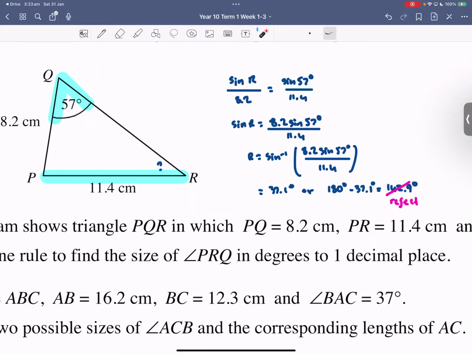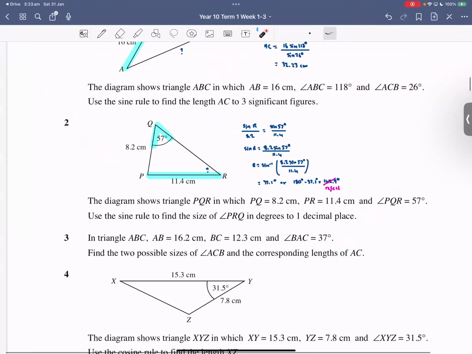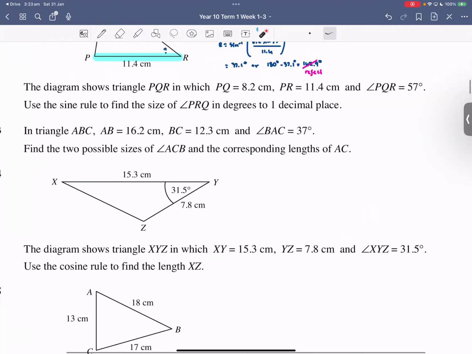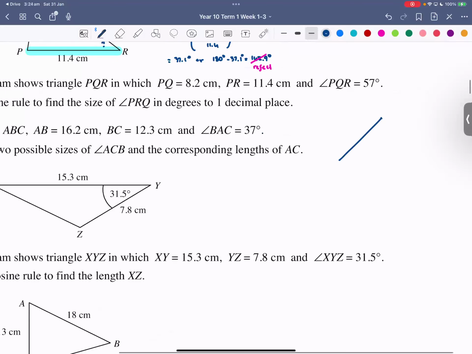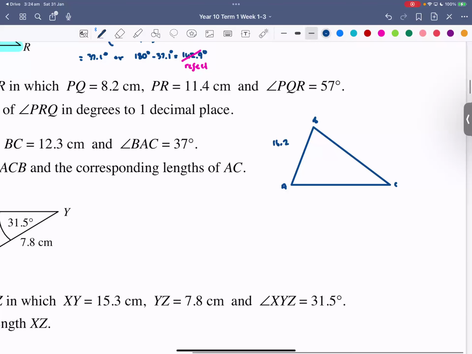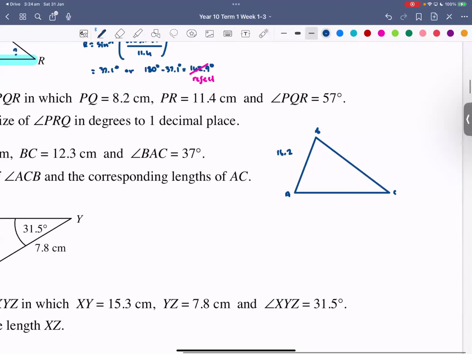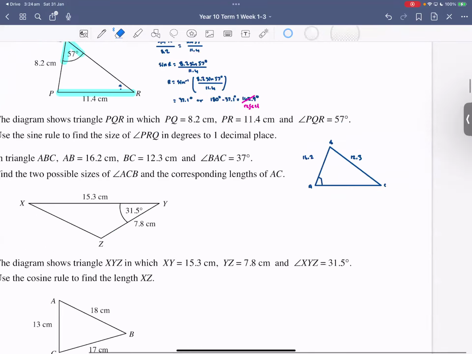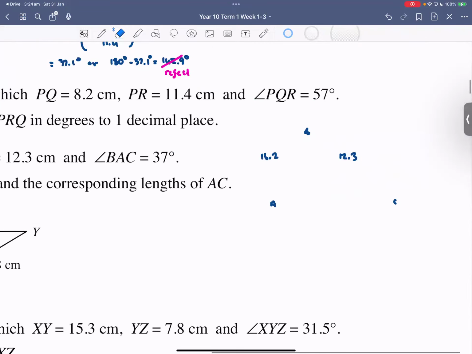All right, I've got a feeling it's going to fit in the next one. Why do I have a feeling it's going to fit? Let's read the question. In triangle ABC, all right, I'll draw it out. It doesn't have to be accurate or anything, okay? In triangle ABC, AB is 16.2, BC is 12.3, angle BAC is 37 degrees. I'm not sure which rule to use yet. I wonder which rule I will use.